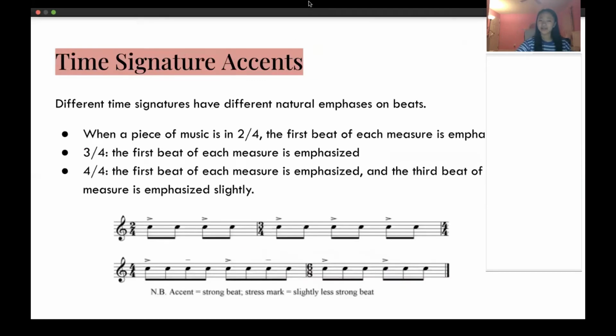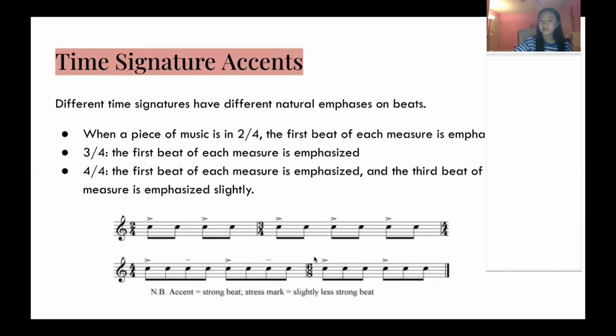This is what I said about accents. Different time signatures have different natural emphasis on beats. I think this picture below shows what we're talking about. If the piece is in 2/4, the first beat of each measure is emphasized. This is where simple versus compound comes into play, because remember, 2/4 is a simple duple, because it's 2.